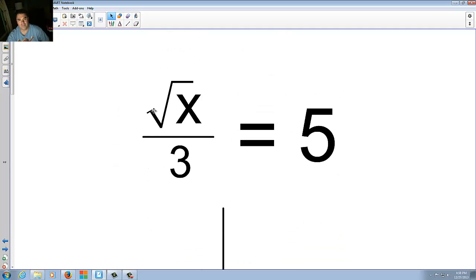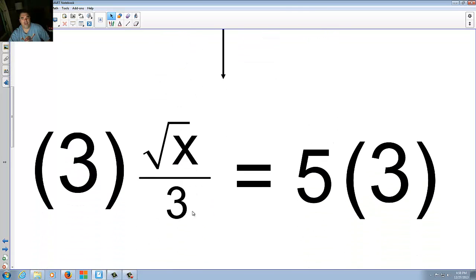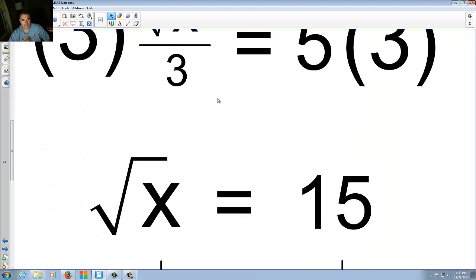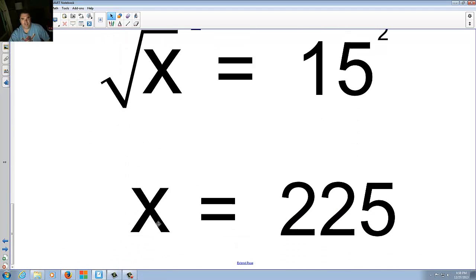There you have it. Now, this one's a little odd because we have to get root of x first. And how do we do that? Well, right now it's being divided by 3. The opposite of divide by 3 is times 3. Times 3 on one side, times 3 on the other. So we have square root of x equals 15. Square, square, x equals 225.